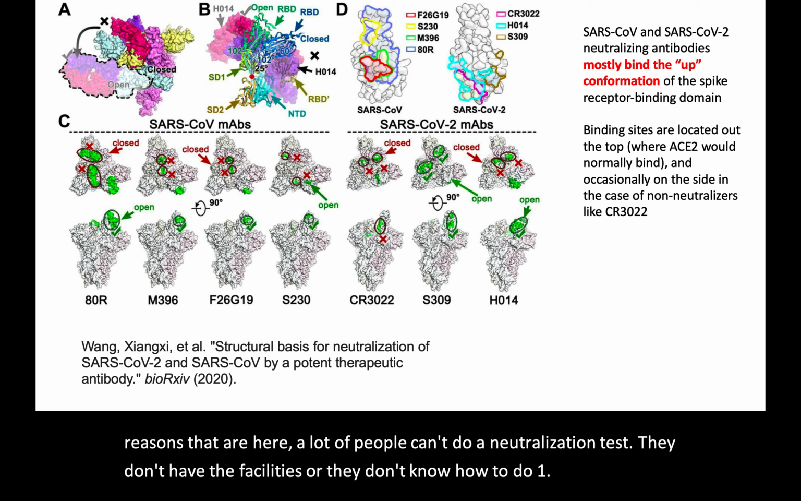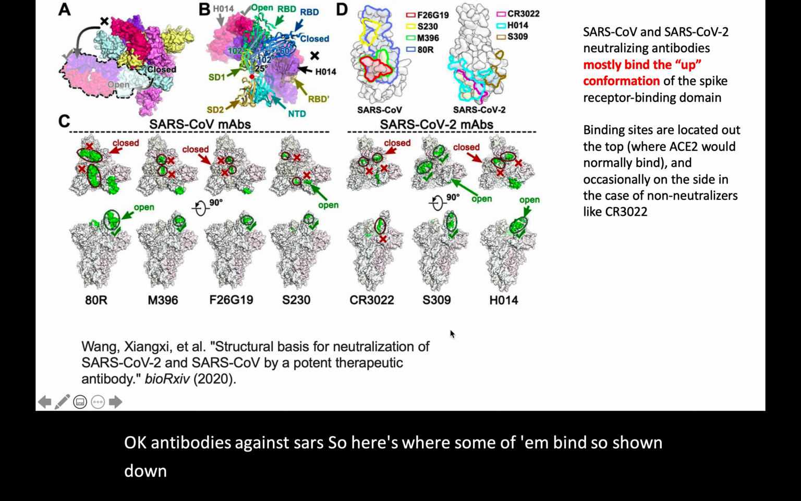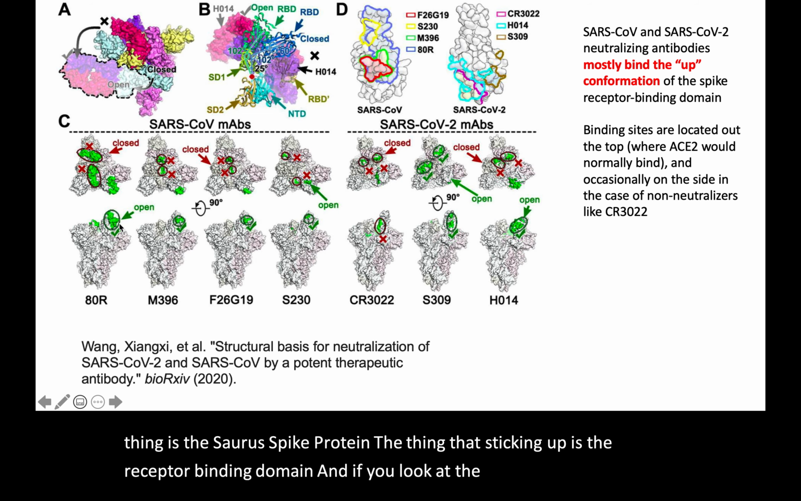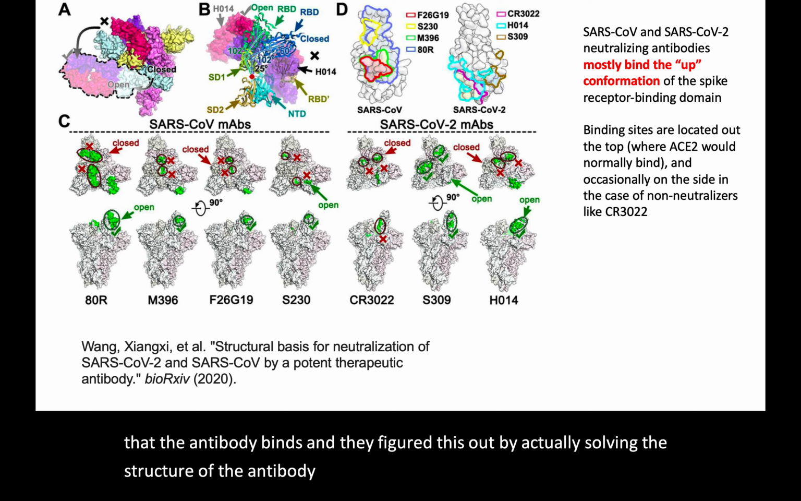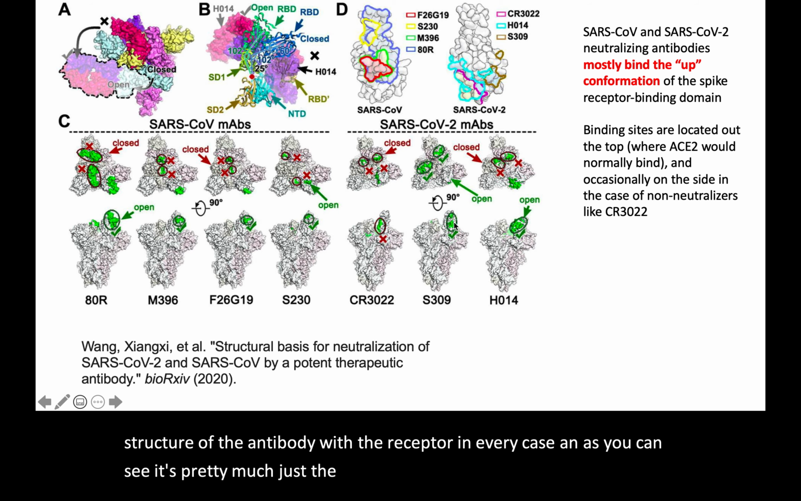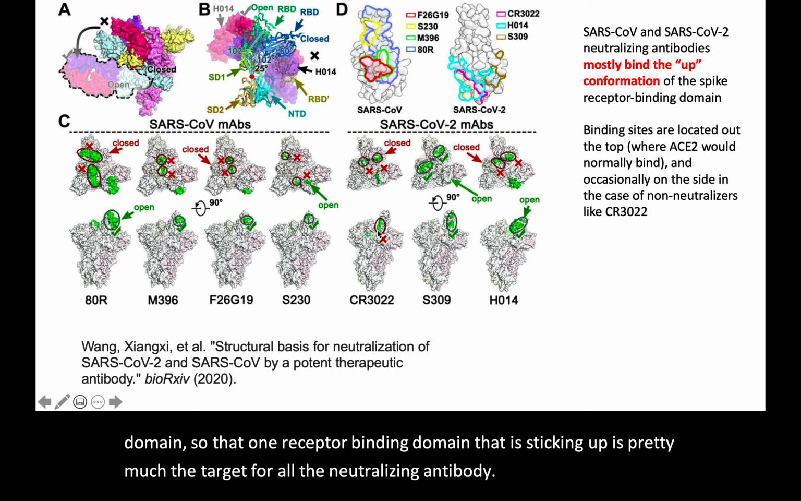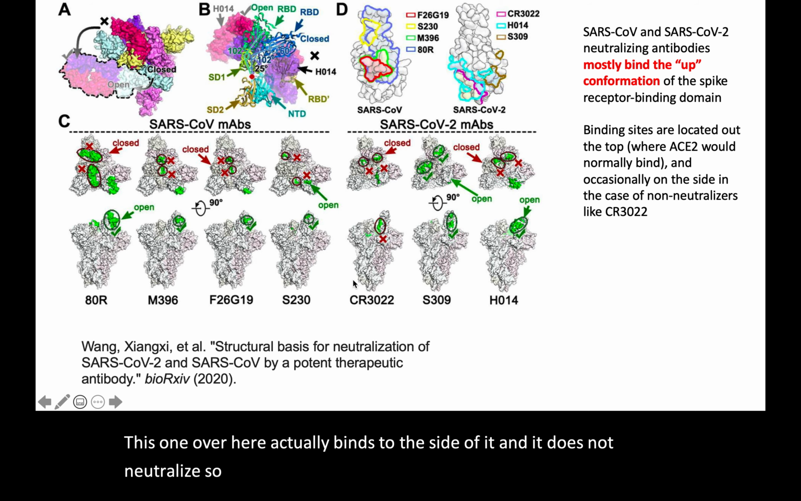Okay, antibodies against SARS. So here's where some of them bind. Shown down here are a bunch of antibodies against SARS. The gray thing is the SARS spike protein. The thing that's sticking up is the receptor binding domain. And if you look, the green patch is the bit that the antibody binds. They figured this out by actually solving the structure of the antibody with the receptor in every case. And as you can see, it's pretty much just the open conformation of the receptor binding domain. So that one receptor binding domain that is sticking up is pretty much the target for all the neutralizing antibodies. This one over here actually binds to the side of it, and it does not neutralize. So yeah, that's the difference.